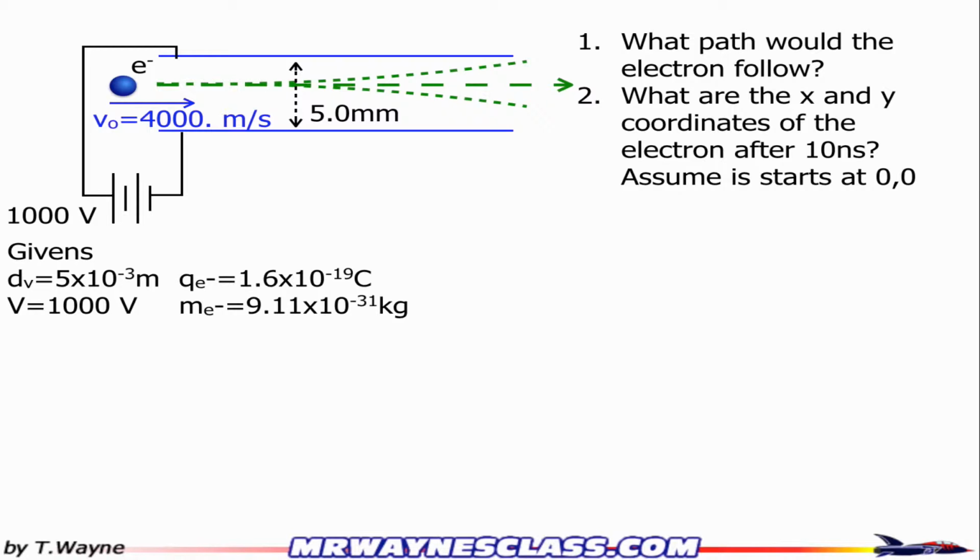Alright, first thing I need to do is figure out what the signs of the plates are. So I look at the battery, the long side's positive, the short side's negative. That means that the top plate's connected to the positive side, so it's positive. Bottom plate to the negative side, so it's negative.